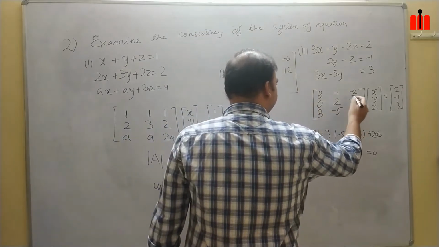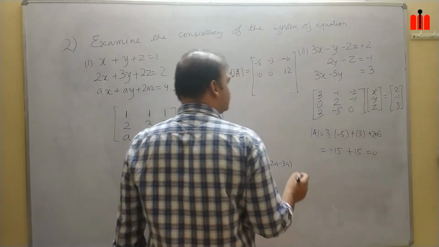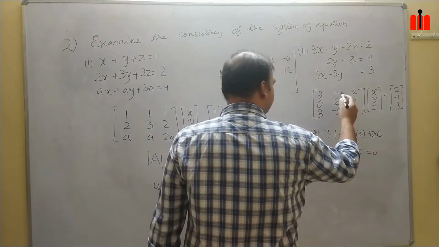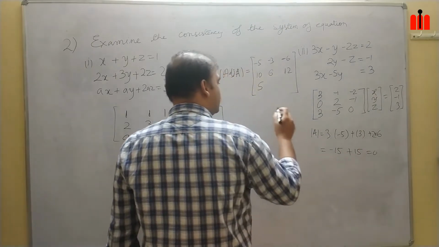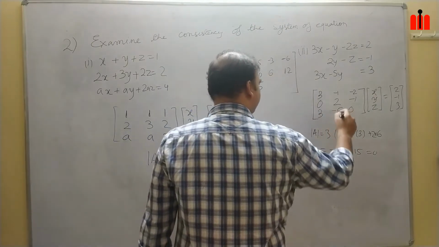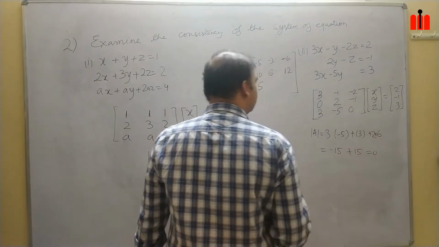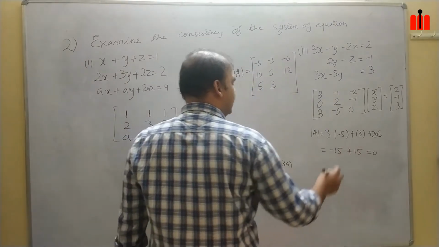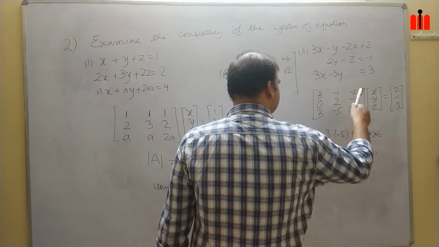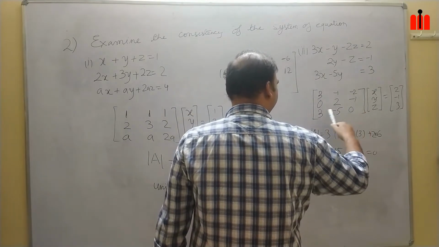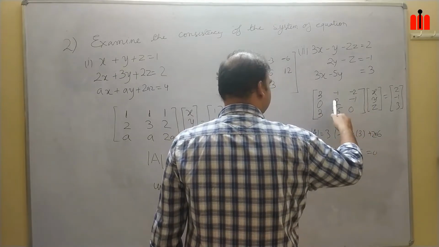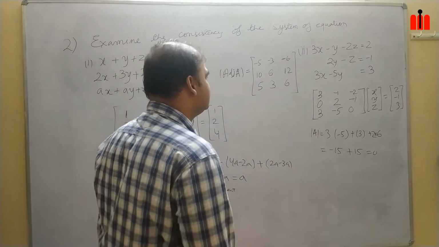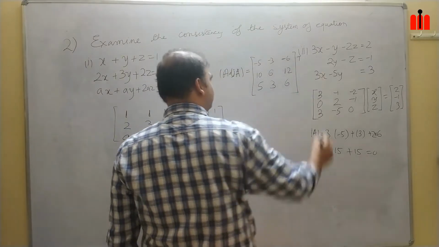For 3, it is 1 plus 4, so positive 5. After that, for minus 5, it is minus 3 minus 0, so it will be plus 3. And for the 0 element, it is 2 times 3, just 6, so it will be 6. So these are the cofactors, and you have to do the transpose of this.